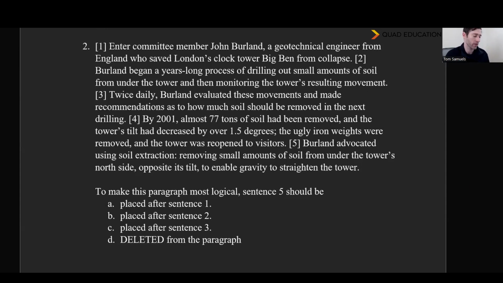Okay, here's our second one. Take a second here and see what we can do. All right, let's take a look. So it's sentence 5 that we're moving around in this one. And so that sentence 5 says, Berlin advocated using soil extraction, removing small amounts of soil from under the tower's north side opposite its tilt to enable gravity to straighten the tower.